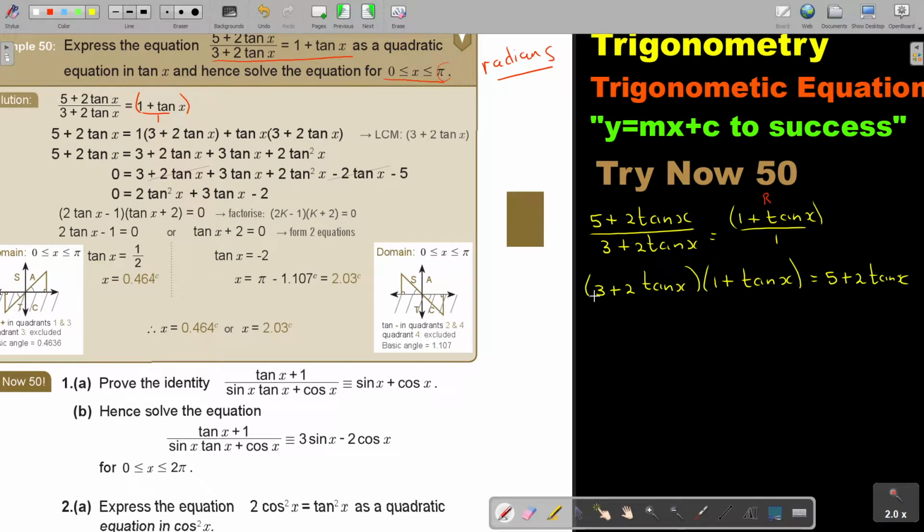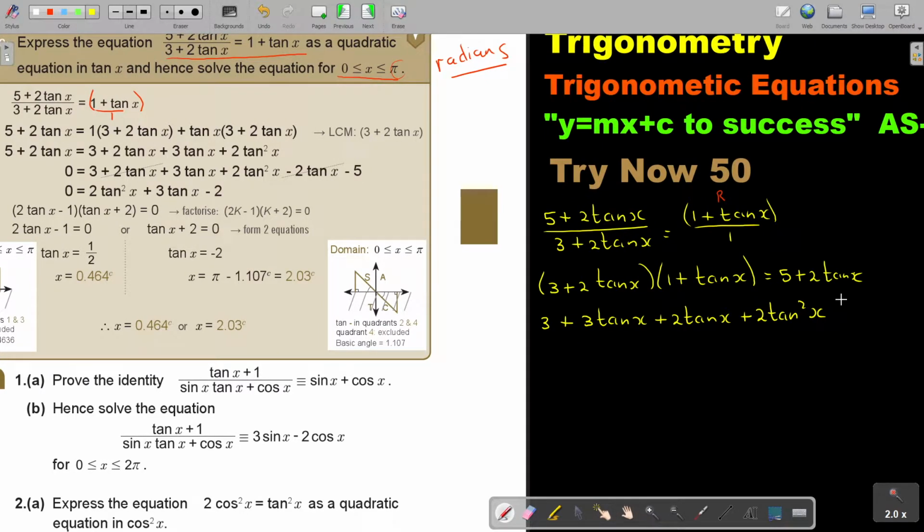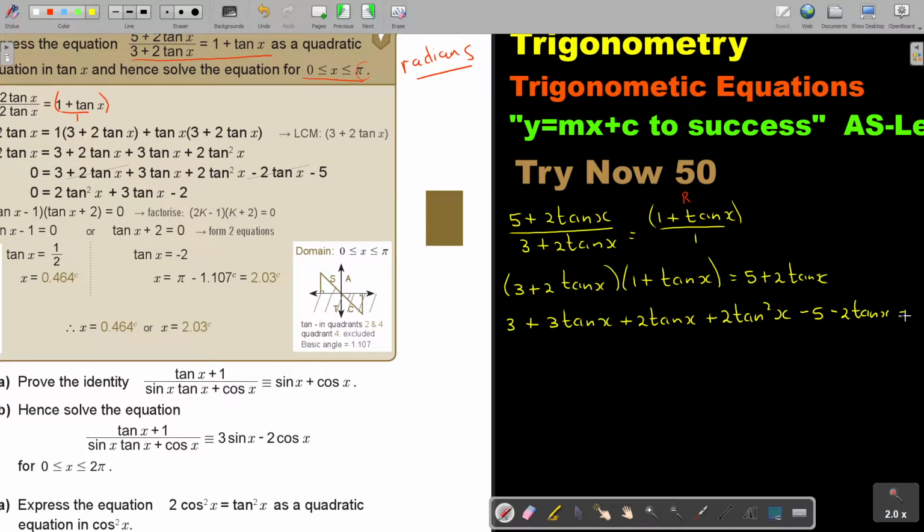If I multiply, I multiply this, so I get 3. Then I multiply this, then I get 3 tan x. Then I multiply this, then I get 2 tan x. Then I multiply this, then I get 2 tan squared x. Going to be exactly the same. Then I bring this over, minus 5 minus 2 tan x, and that's equal to 0.